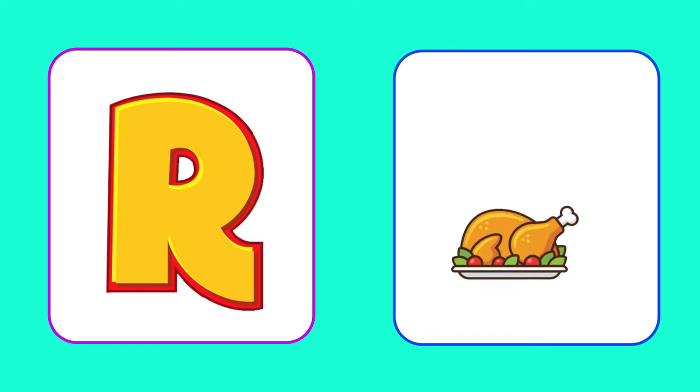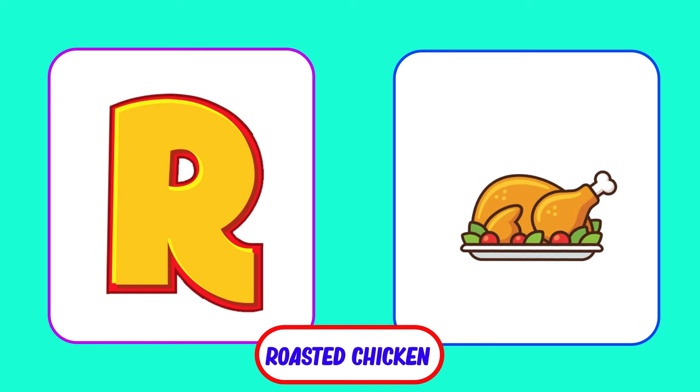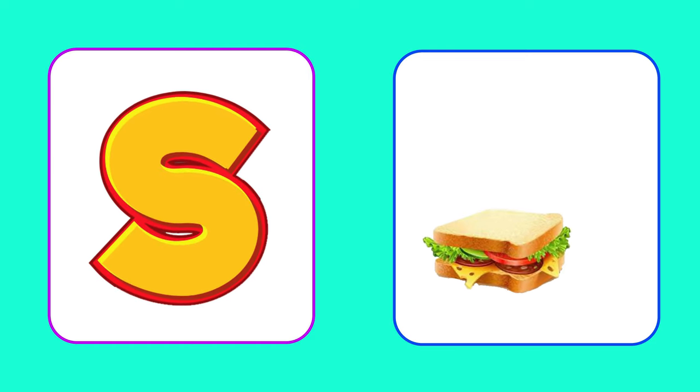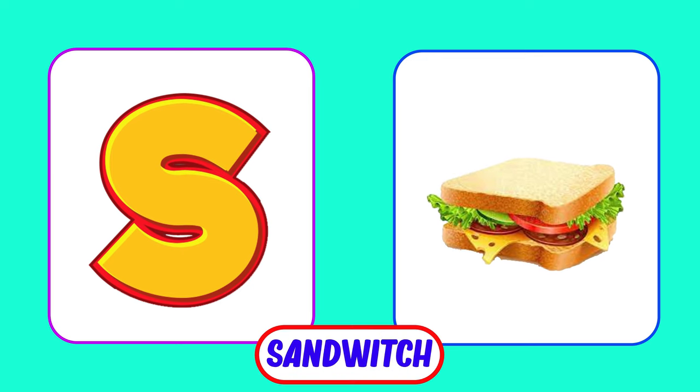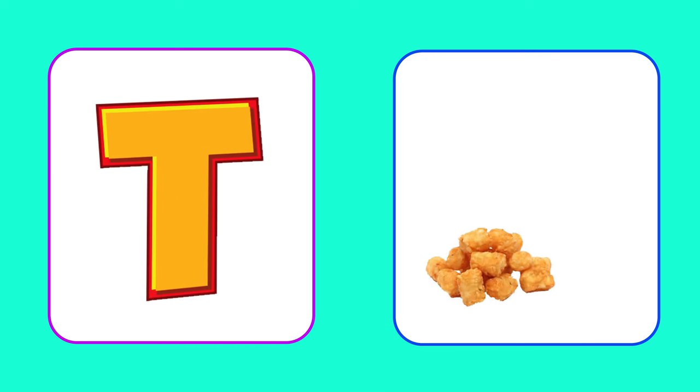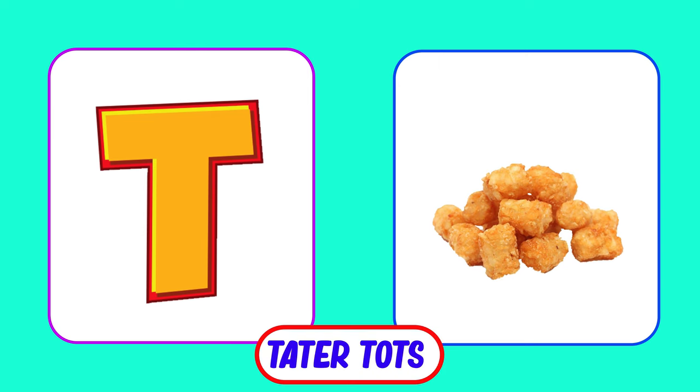R is for roasted chicken. S is for sandwich. T is for tater tots.